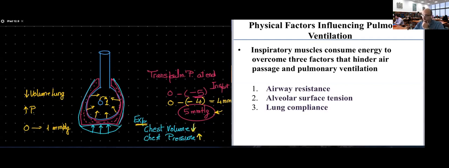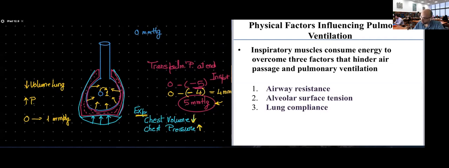Remember, outside of the lungs, you're still going to have the same atmospheric pressure, which is my 0 millimeter mercury. So inside of the lungs, during expiration, I have a pressure of 1 millimeter mercury. Outside of the lungs, I have an atmospheric pressure, which is always going to be 0 millimeter mercury. So what happens? Air will flow from high pressure to low pressure, from inside of the lungs to outside of the lungs. This is what we call expiration.